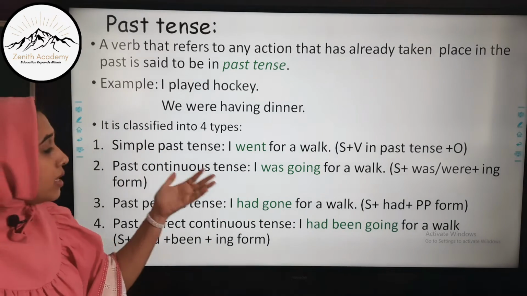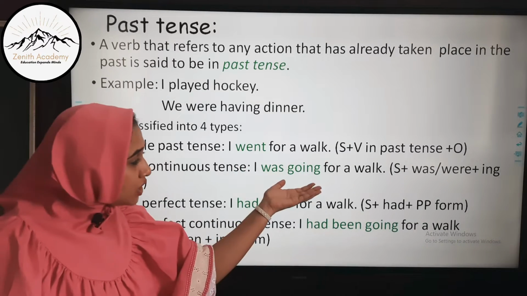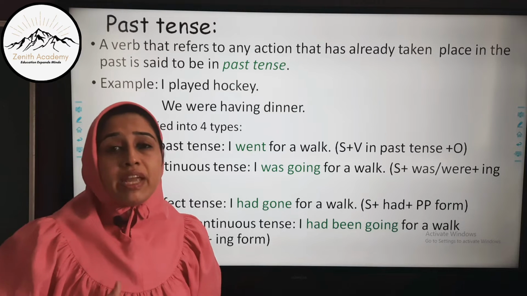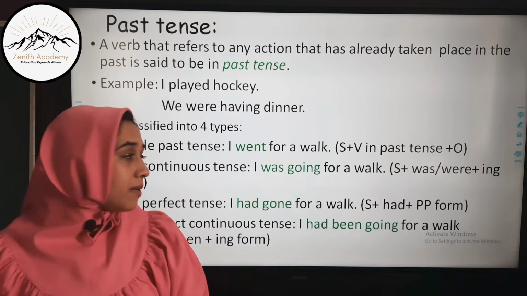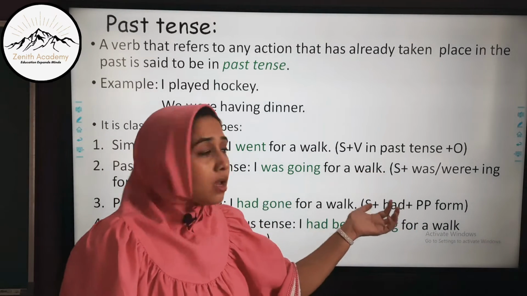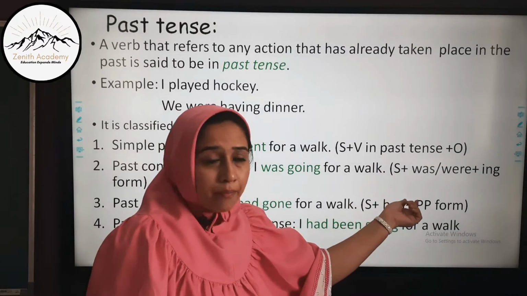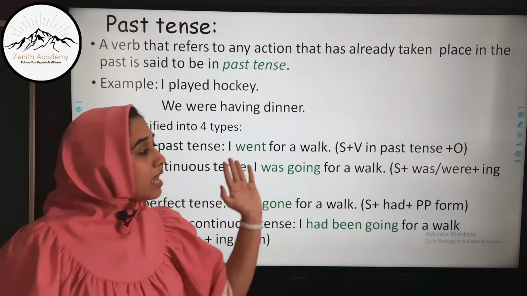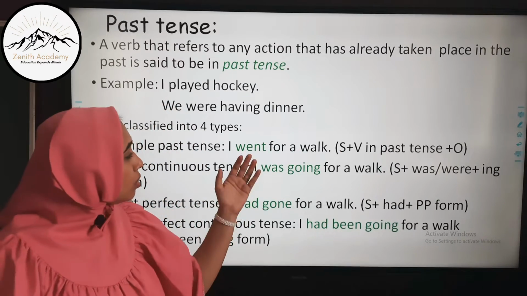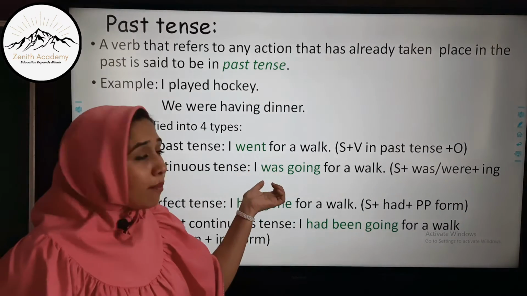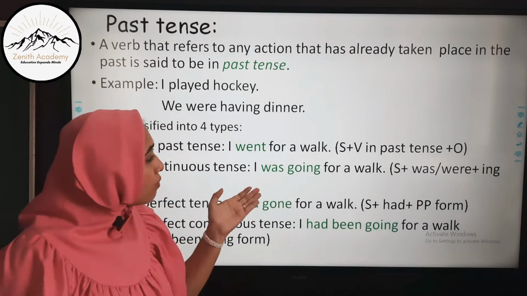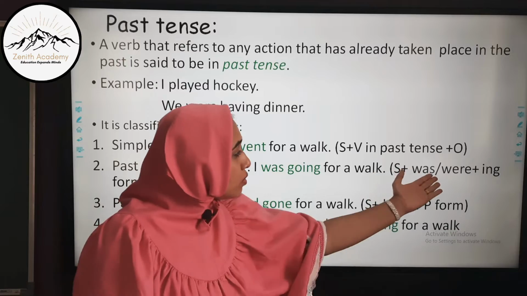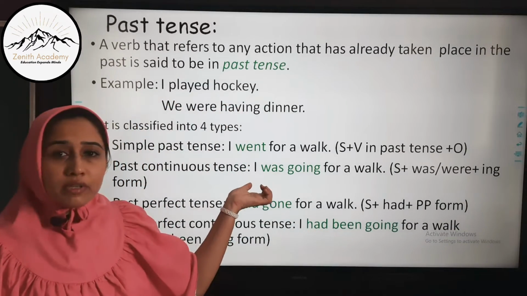Past continuous tense. Similar to present continuous tense, ing will be used, but the work is happening in the past. We are conveying some action that was happening in the past. I was going for a walk. So the formula becomes subject, was or were plus the ing form of the verb. Whenever there is continuous tense, there has to be an ing form of the verb. So go becomes going, but am or is becomes was. I was going for a walk, she was going for a walk, they were going for a walk. So was and were will be used according to the number of the subject.